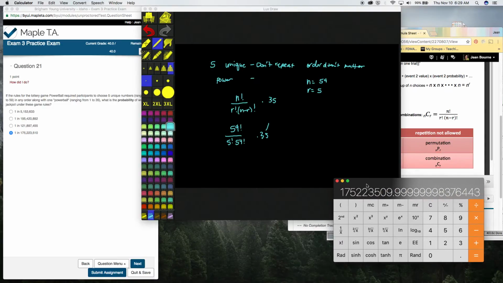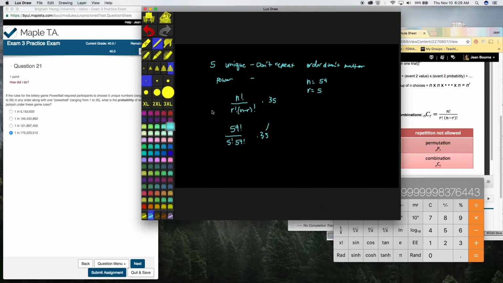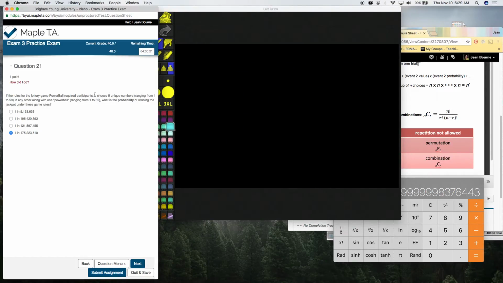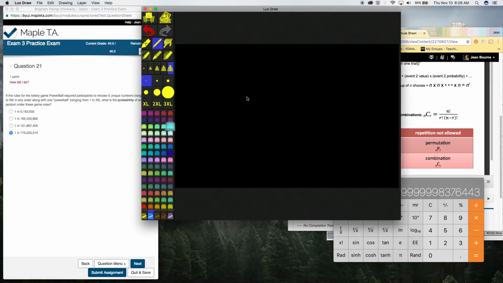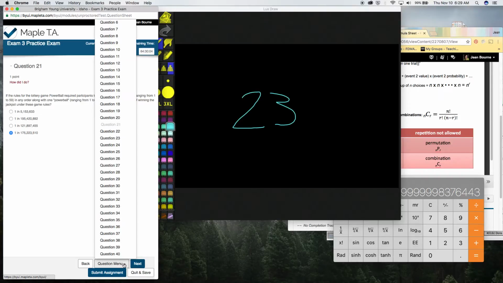Okay, so just remember to look for those keywords like unique and in any order. Those are important. All right, next we're moving on to, I think we only have a few more. This one I'm not going to do the whole thing. We're going to 23. I'm not going to do all the calculations. I just want to remind you of something important.